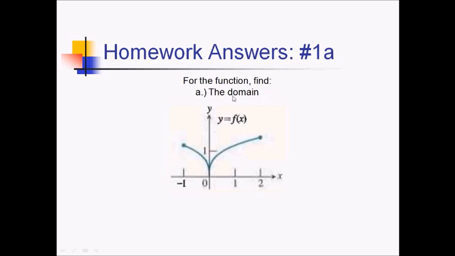Let's start with domain. So there's no breaks or discontinuities or undefined spots anywhere between negative one and two. We do have solid endpoints here, so we're going to have to use brackets. So this will be bracket negative one, comma, 2 with another bracket.